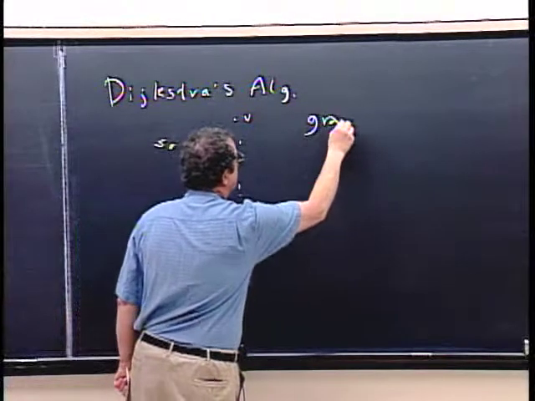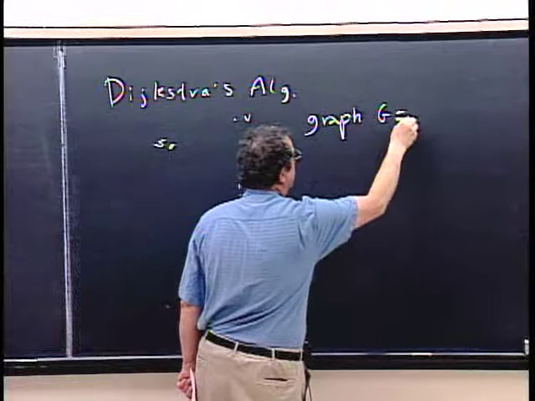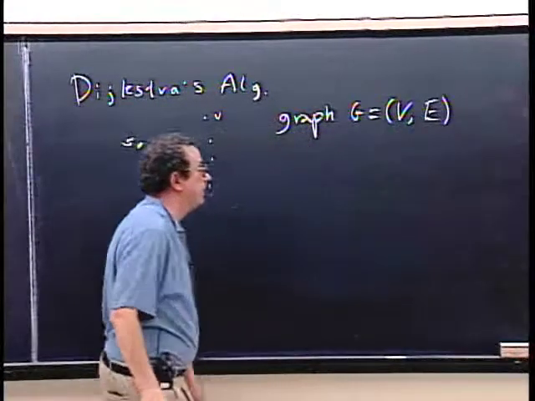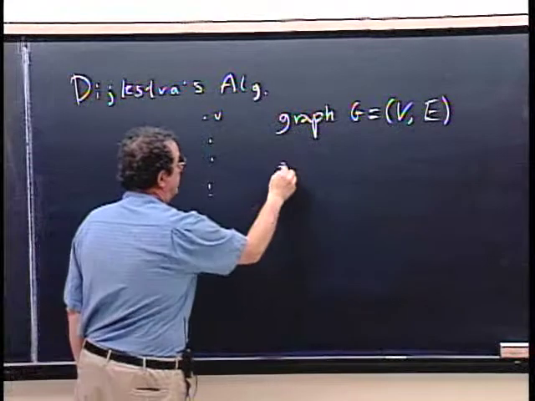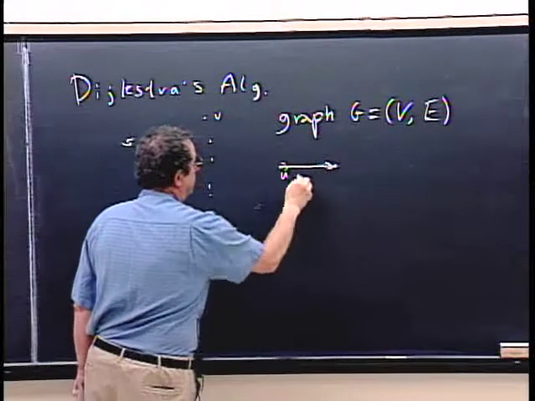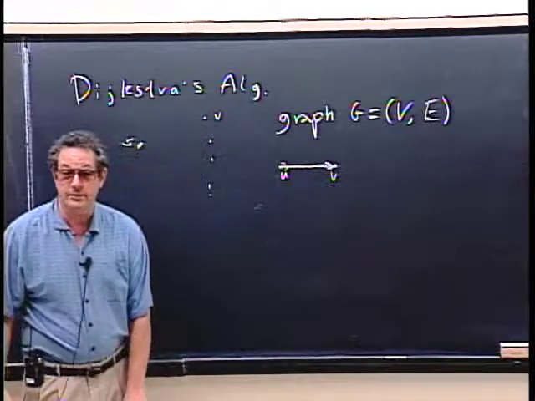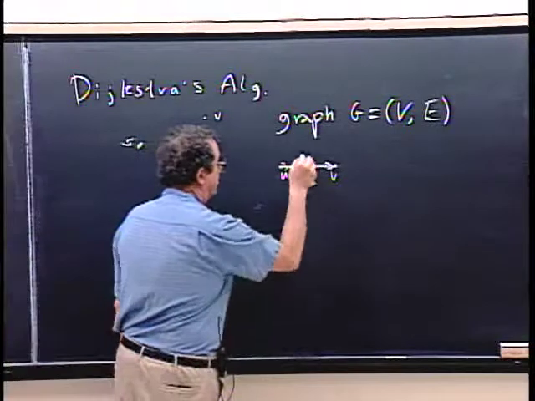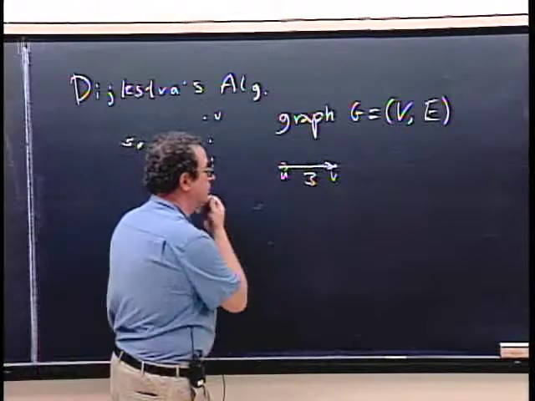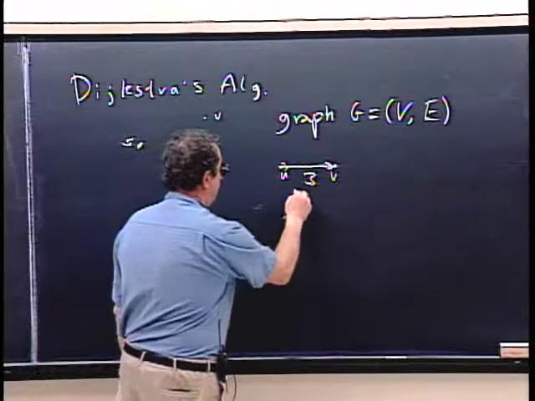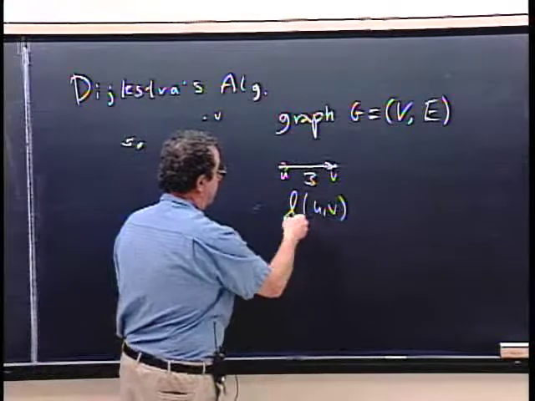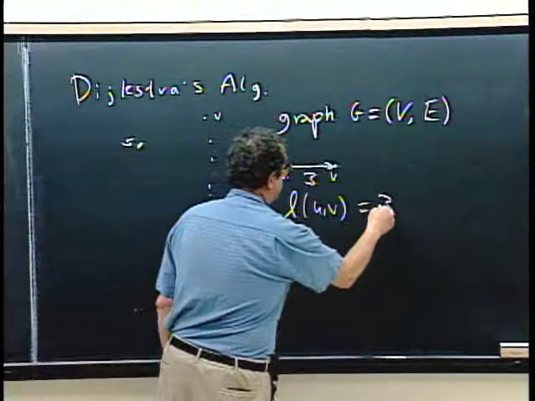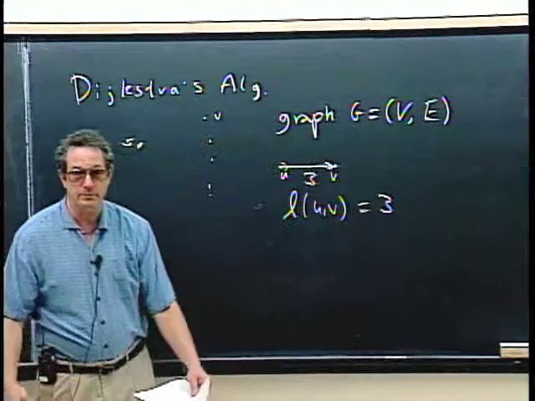graph. The graph G consists of a set of vertices V and a set of edges E. And every edge in that graph is, first of all, directed. We're talking about a directed graph, so every edge has a direction, and every edge has a distance. Let's say this one is 3. So just to establish a notation, L of UV is the length of the edge from U to V. In this little example, it's equal to 3. We'll see a complete example later.